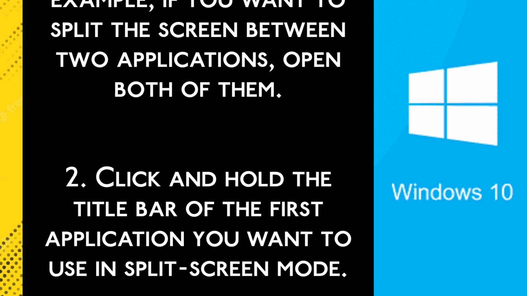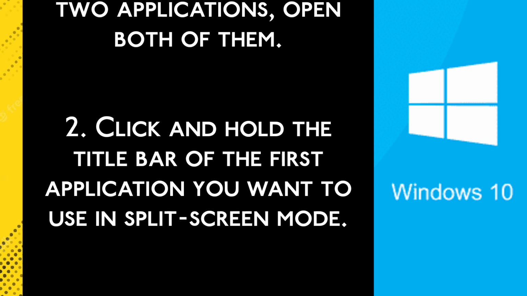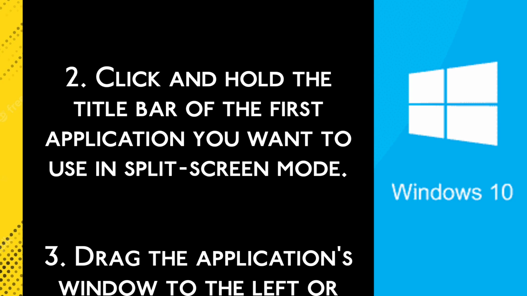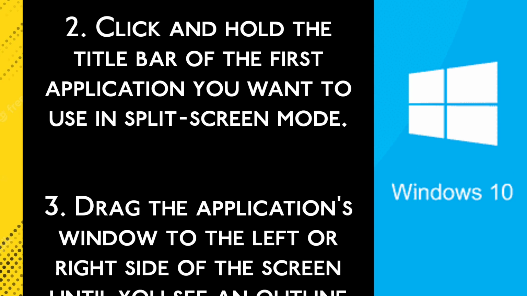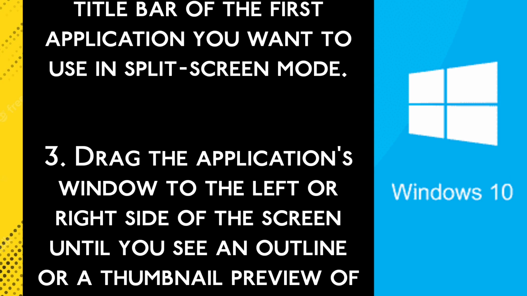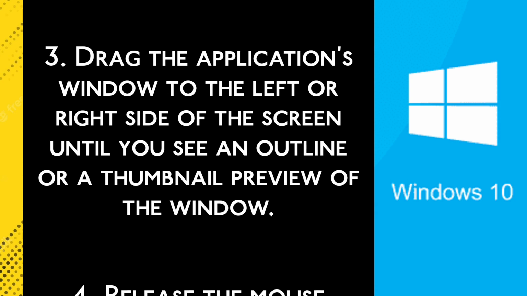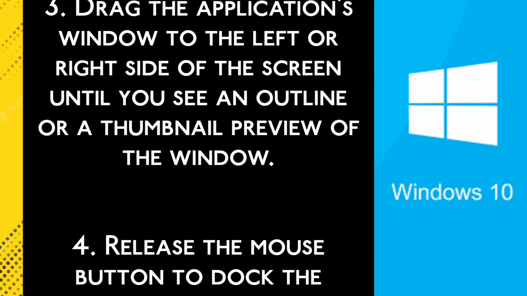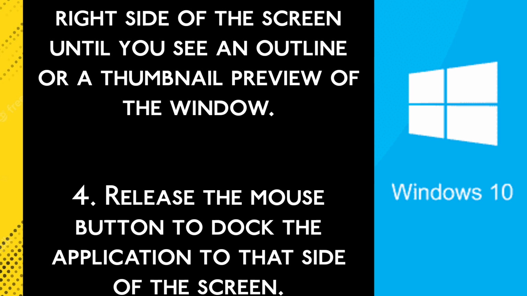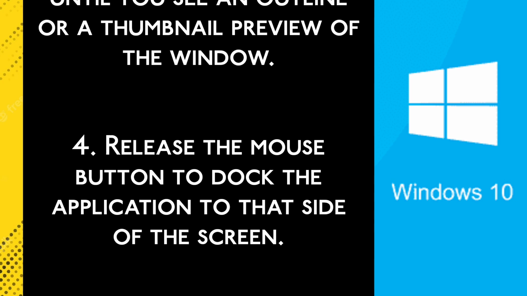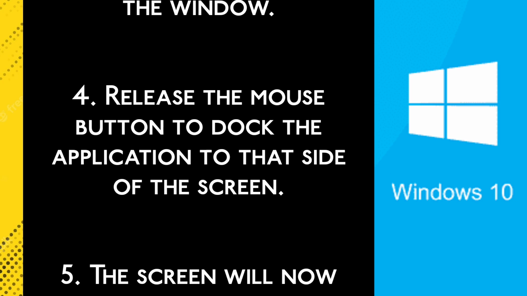Number 2. Click and hold the title bar of the first application you want to use in split screen mode. Number 3. Drag the application's window to the left or right side of the screen until you see an outline or a thumbnail preview of the window. Number 4. Release the mouse button to dock the application to that side of the screen.